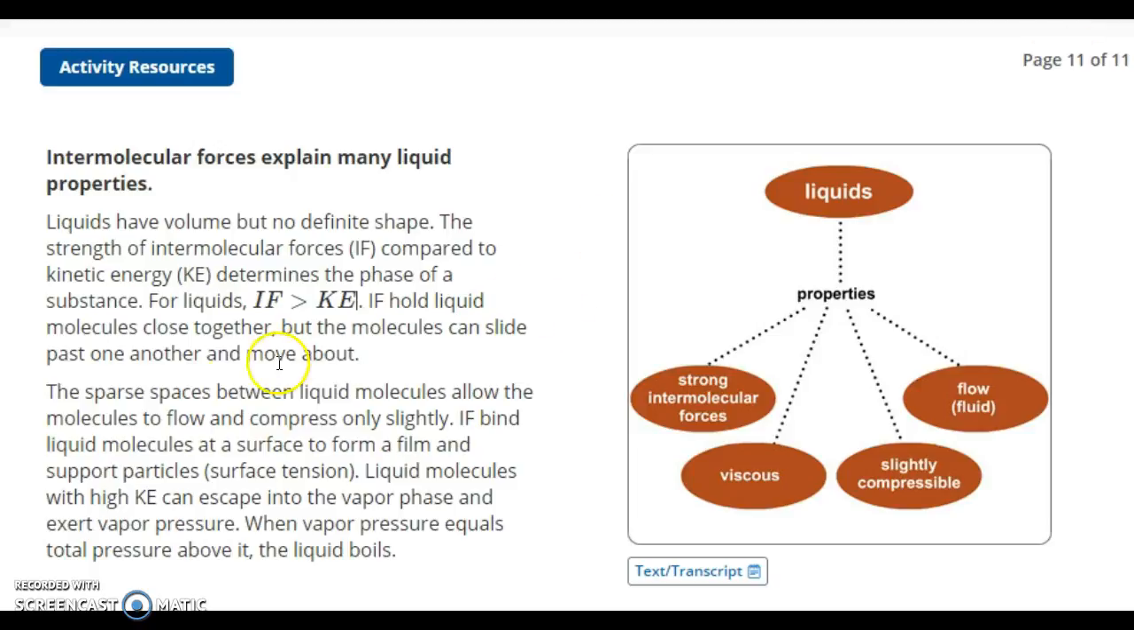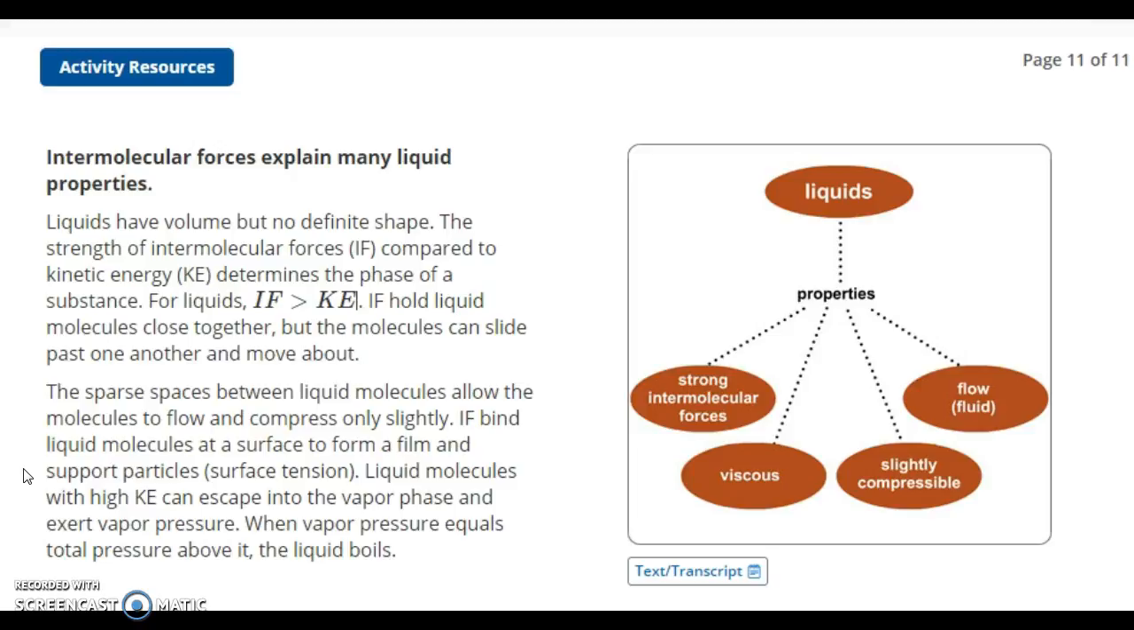There are little spaces between the liquid molecules, unlike gas, right? Gas has lots of space between them. This allows the molecules to flow and compress only slightly. Intermolecular forces bind liquid molecules at the surface to form a film and support particles, surface tension.